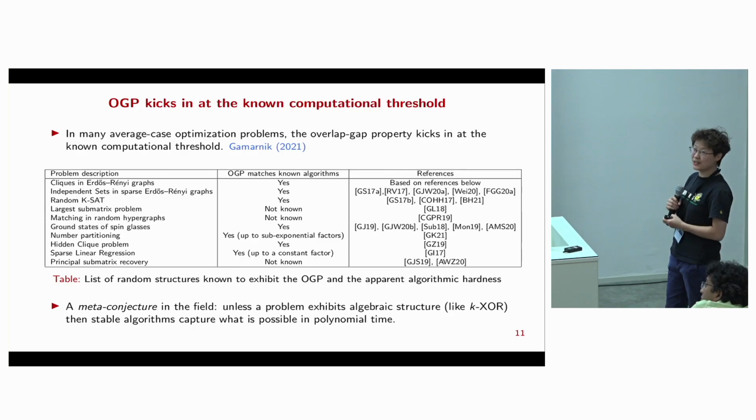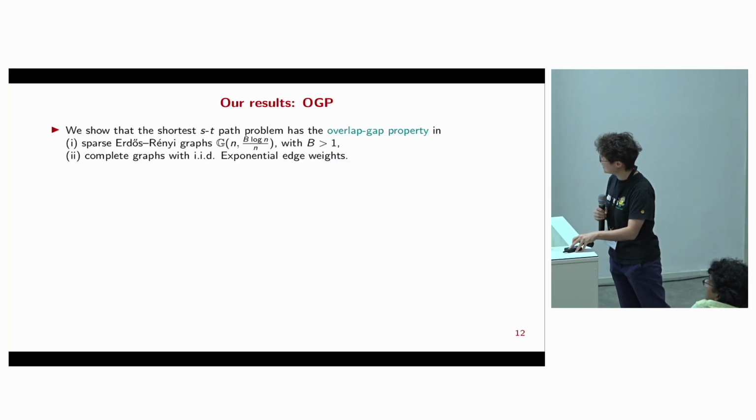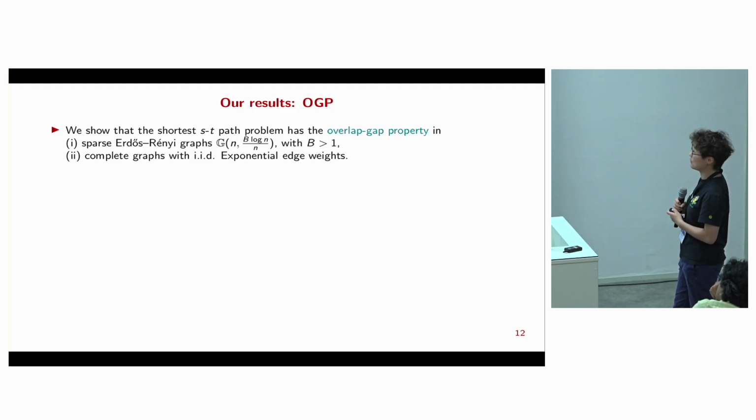So what we are doing is essentially saying that no, the meta conjecture is not true. We provide a counterexample to this meta conjecture. We show that the shortest ST path problem, a pretty well-known problem, has the overlap gap property in the following two sparse graph models. One is the sparse Erdős–Rényi graph with edge connecting probability b log n over n, with b larger than 1. This just guarantees that the graph is connected with high probability.